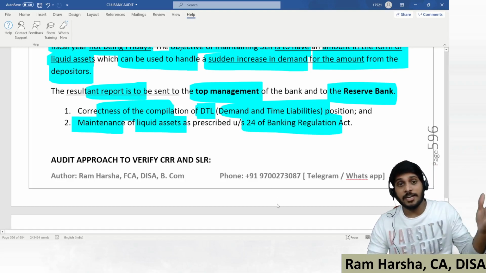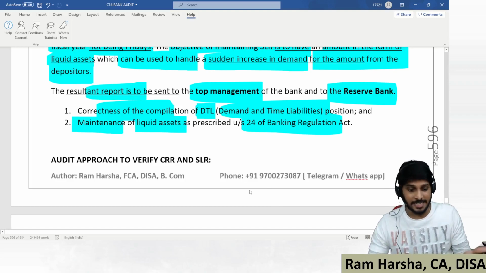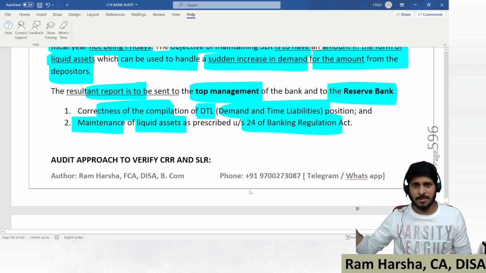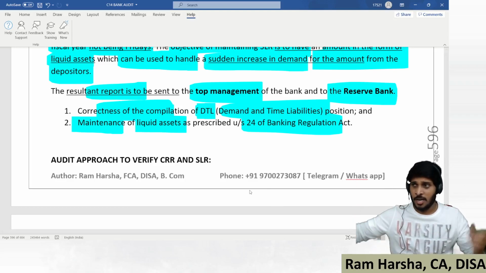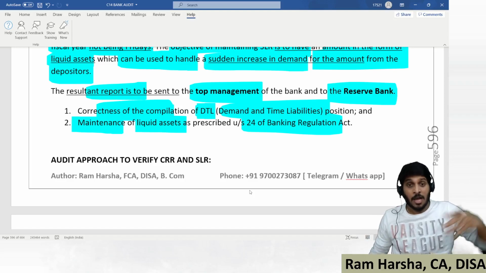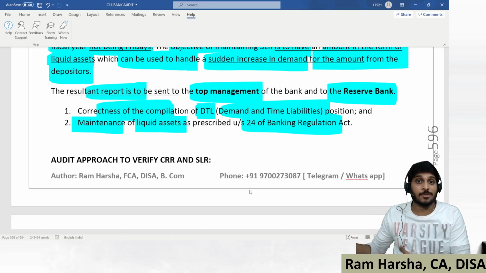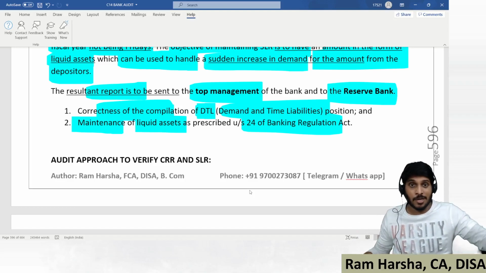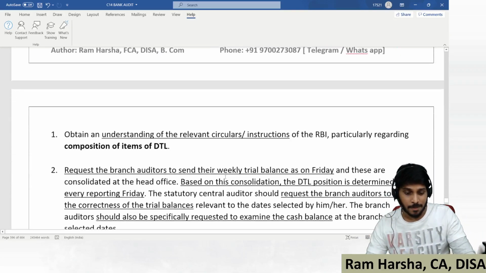Now, how will the auditor report? Only after auditing can he tell these two points: whether demand and time liabilities are correctly calculated by each and every branch and the entire bank, and whether liquidity has been maintained as per CRR SLR norms. He has to report to top management, for which the auditor has to do audit procedures. Only then can he report, otherwise he cannot. So what is the audit procedure?